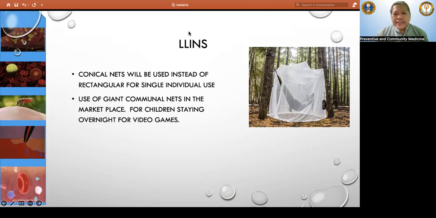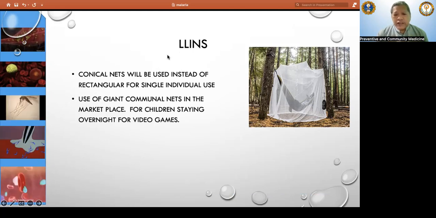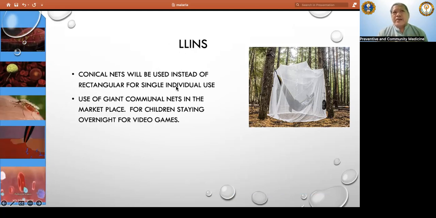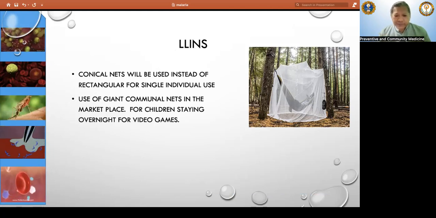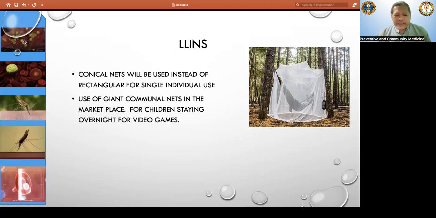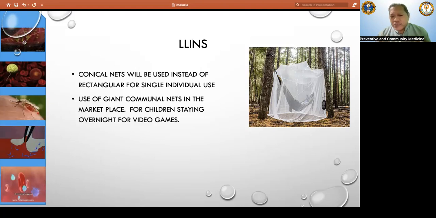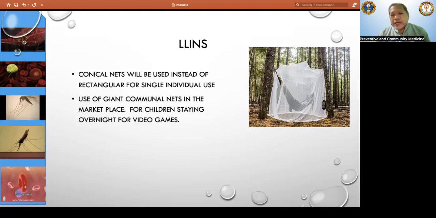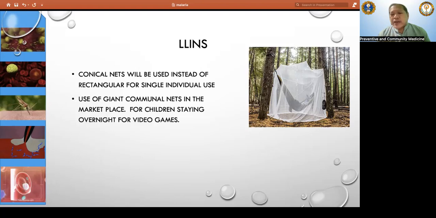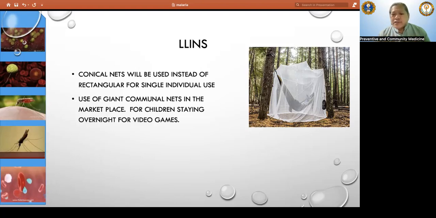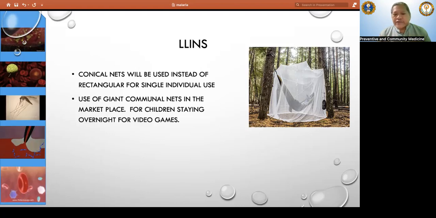And we have the long-lasting insecticide-treated nets. There are researches conducted for those. They tested the nets in all kinds of situations, all kinds of environments. And true enough, the insecticide was still there up to 5 years after, even after the net was washed. So the insecticide is still there 5 years after.